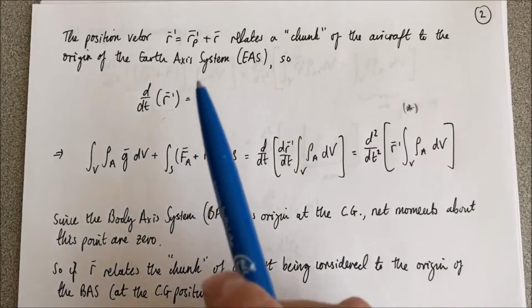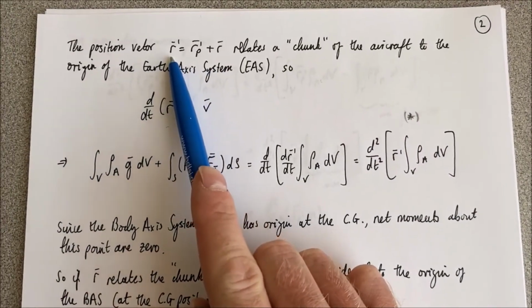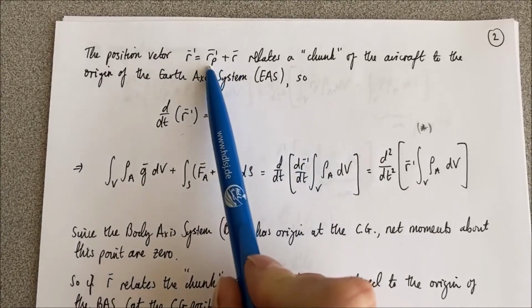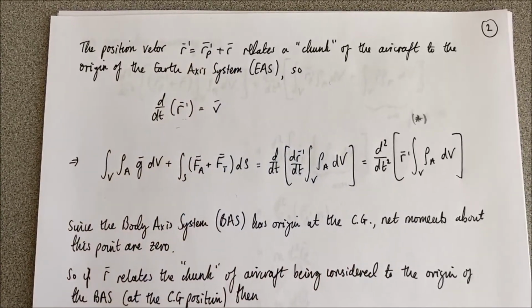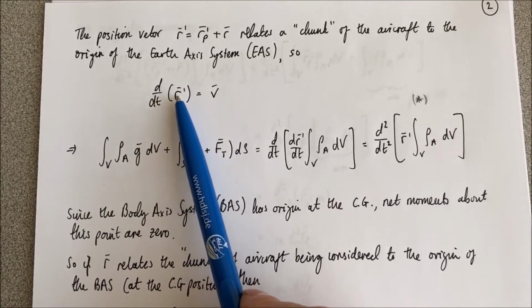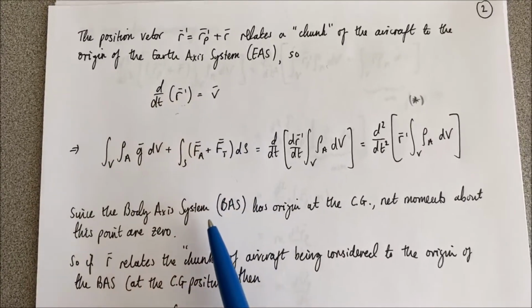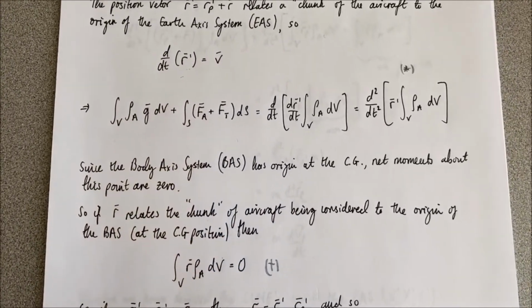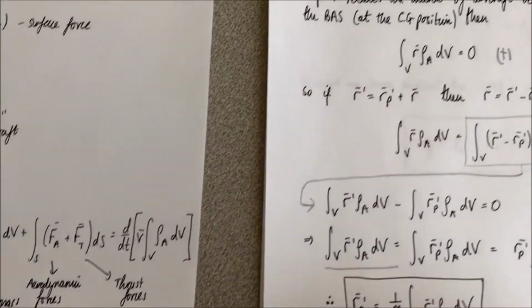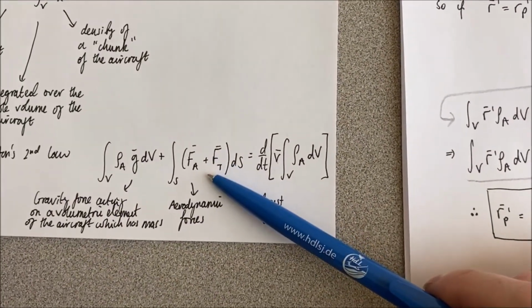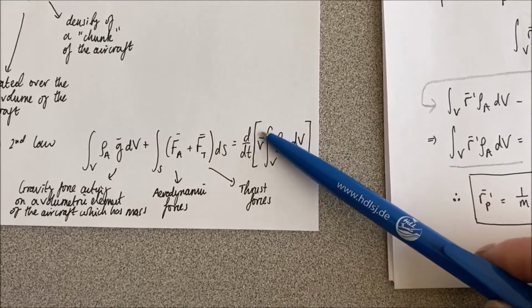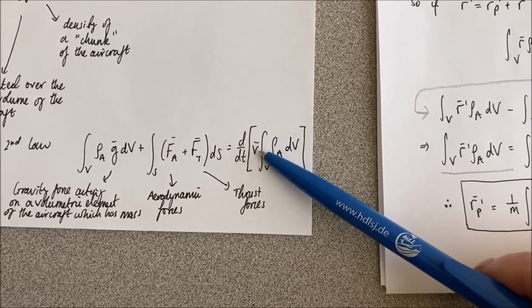So this is the vector which relates our little piece of aircraft to the origin of the Earth axis system. That's the sum of those two other vectors as we've just discussed. And the derivative of a position with respect to time just gives us a velocity, right? So what we're able to do then is write our previous equation, this one here, and rewrite what we're calling this vector v here.